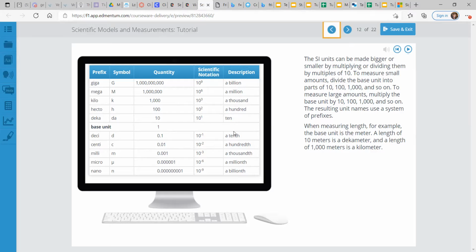And then to go the other way, if you're starting with 1 and you want to say 1/10 of a meter, you say decimeter. Centimeter is a 100th of a meter. Millimeter is a 1,000th of a meter. Micro, nano. So you see how nano's all the way down here. Micro, milli, centi, deci, deca, hecto, kilo, mega, giga.